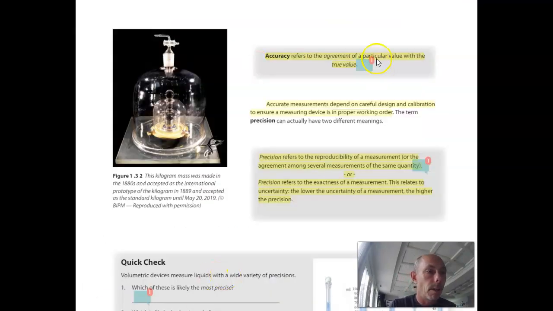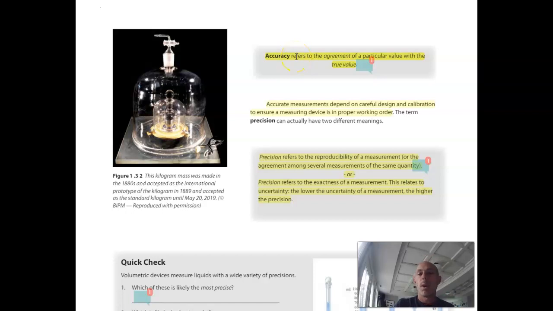We're looking at the top here and at this definition of the word accuracy. In addition to a measured value having a degree of precision, which we'll talk more about in a moment, a measured value can also have a degree of accuracy. And accuracy, as we see up here, is how well a measured value agrees with the true value, how close a measured value is to the actual value, whatever that is.